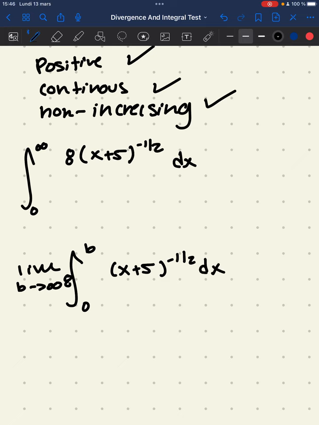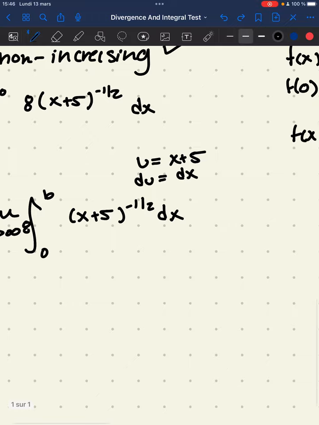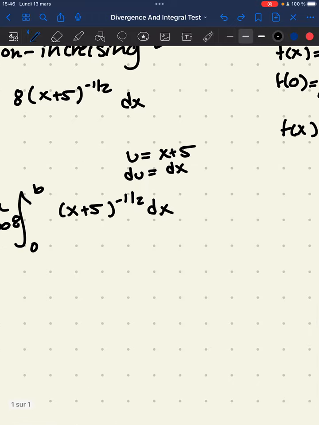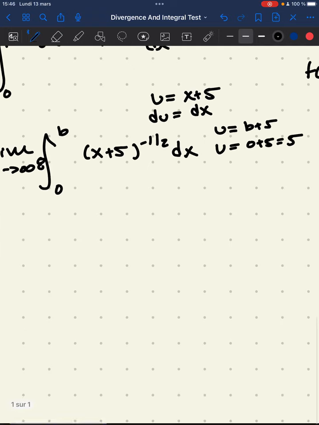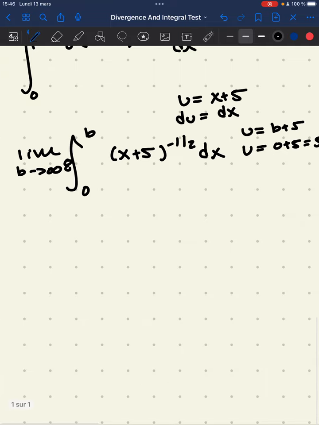Now we just use substitution. u is equal to x plus 5, du is equal to dx, because the derivative of this at the top is just 1, and 1 times dx is just dx. So also don't forget to change your bounds. You plug in the first bound, which would just be b plus 5. Your second bound is going to be 0 plus 5, which is just equal to 5. And then you just do normal u substitution.